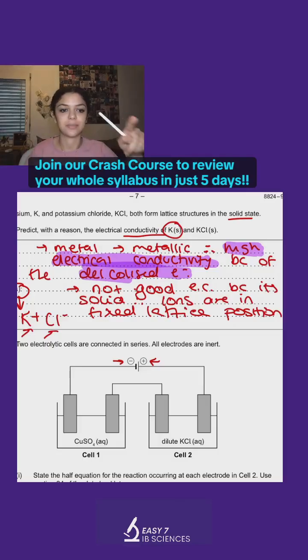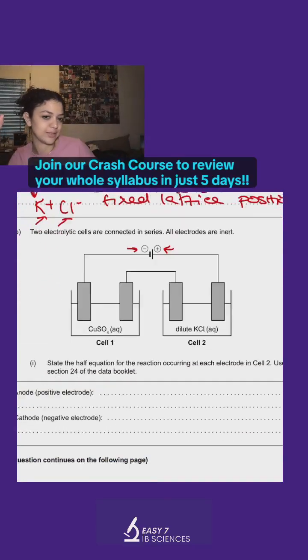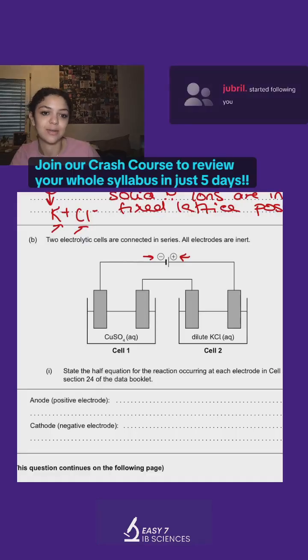Oh, Yusuf's onto something, but why? Tell me why, Yusuf. So the positive is the anode. Good. Exactly. It says in the answer. So this is the positive, the anode, and this is the cathode.